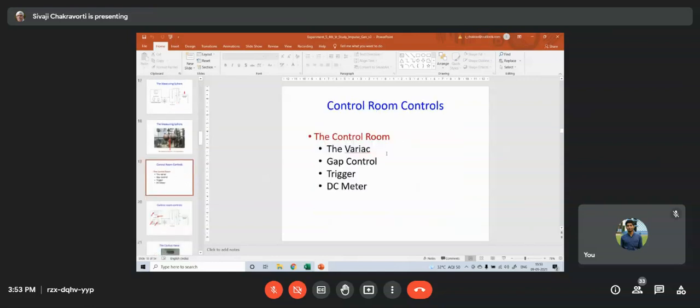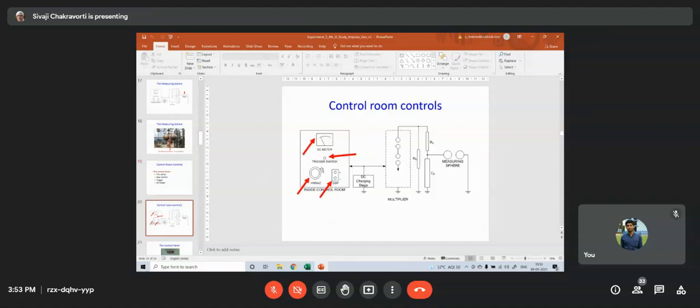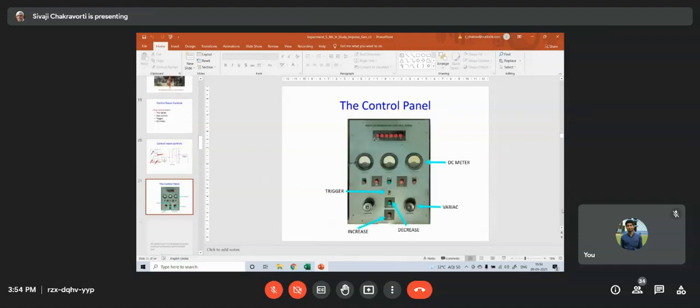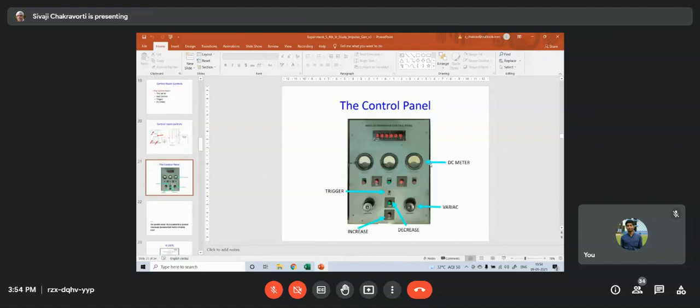So the control room, as I have told you, has a variac. There will be some control for adjusting the gaps, meaning the sphere gaps of the impulse generator. Then the trigger mechanism for triggering the gap and the meter for the DC voltage measurement. That's exactly what I already told you, shown by these red arrows. This is the actual photograph: the DC meter here, this switch is the trigger, and this one is the variac, so we increase the voltage.